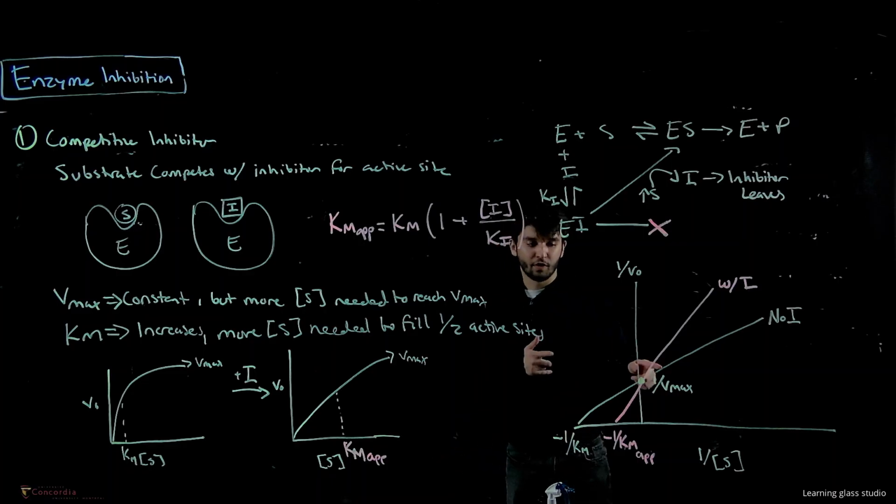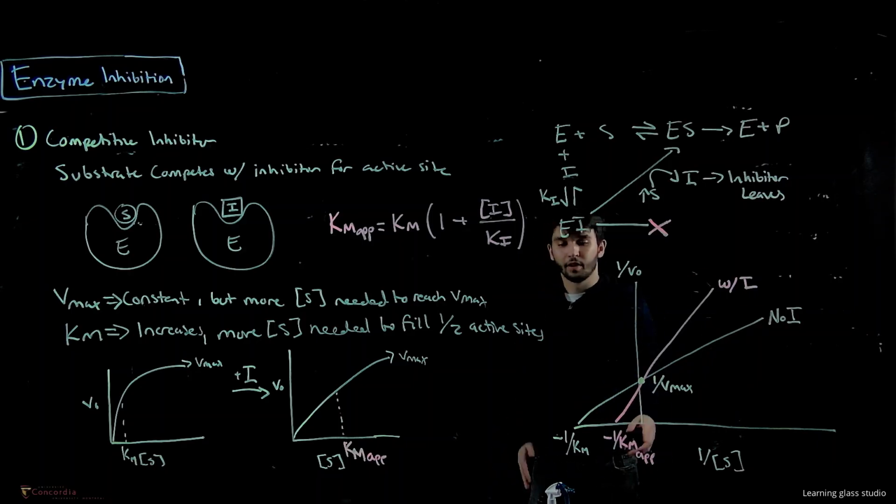Looking at the Lineweaver-Burk plot now, without the inhibitor, we get this line. With the inhibitor, we get this line. Notice the slope increases. However, the y-intercept stays the same. Why? Because Vmax doesn't change, and the y-intercept is 1 over Vmax. However, if we look at the x-intercept, it gets closer to 0, so it decreases in magnitude. That's because Km is increasing.